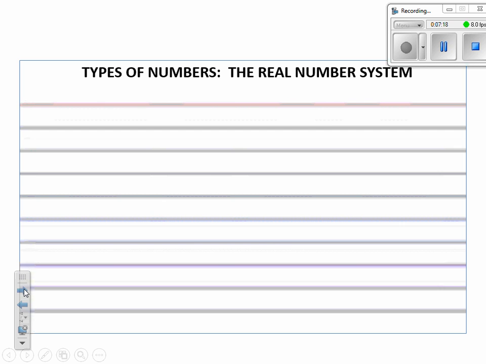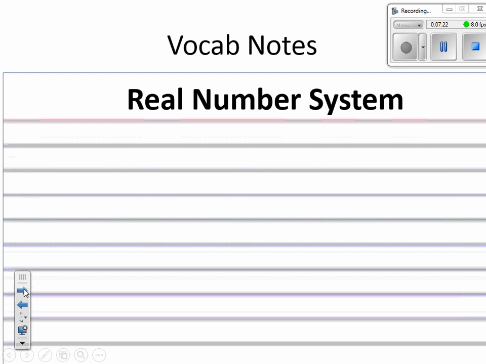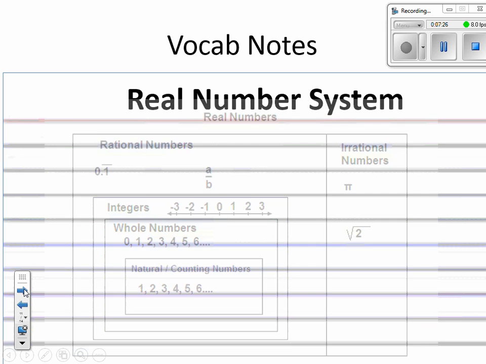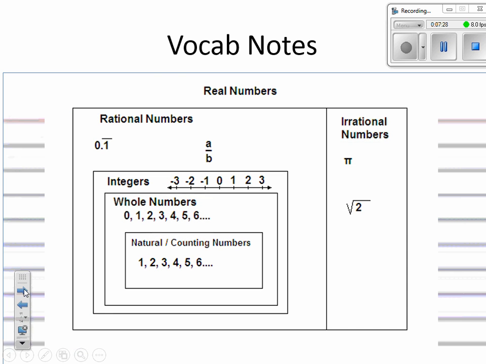Because numbers are categorized in different groups, so the real number system can best be illustrated in this chart. Take a minute and write this chart down in your notes. This is the way the real numbers are broken down. Okay, we have different groups within here.